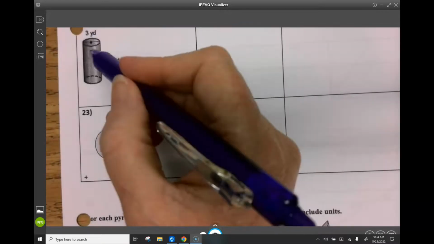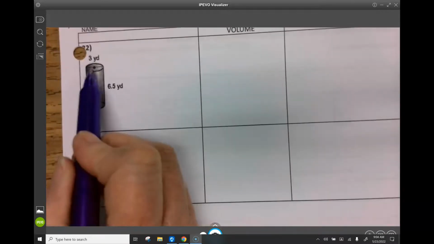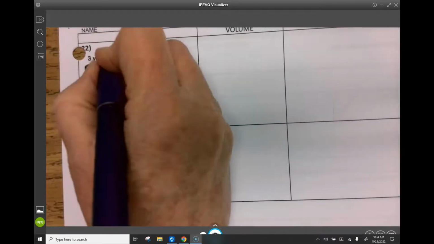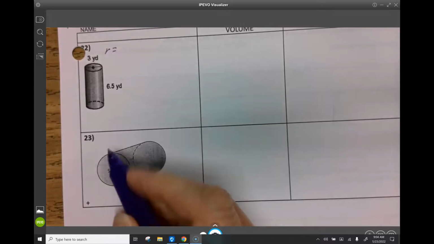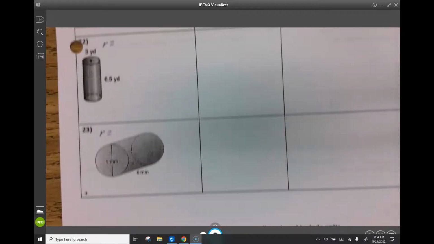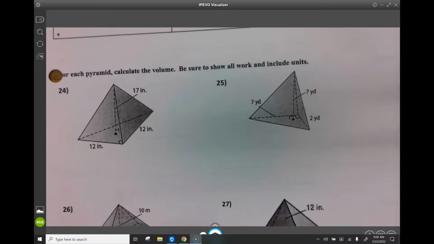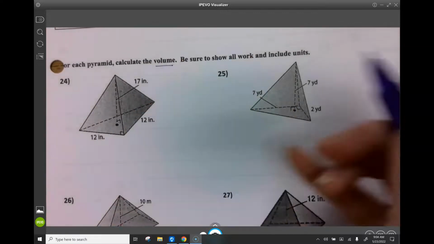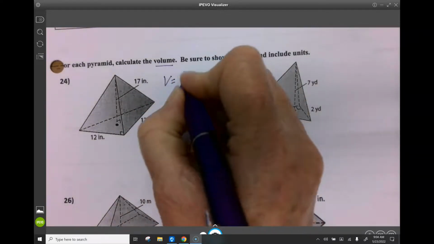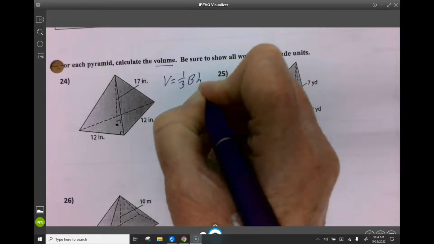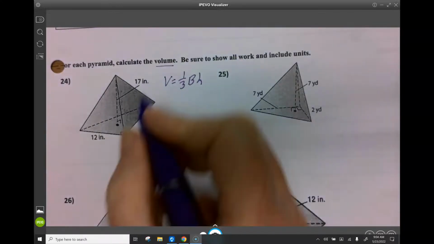Those are just, now watch though, this is a diameter. So first I have to find the radius. Same thing here, I have to find the radius. How do I find the radius? Take diameter times 2, that's right. Now on here we're just going to calculate the volume. To find the volume, it's going to be 1/3 area of the base times the height. So it's the same thing, but we have to take 1/3 of it.